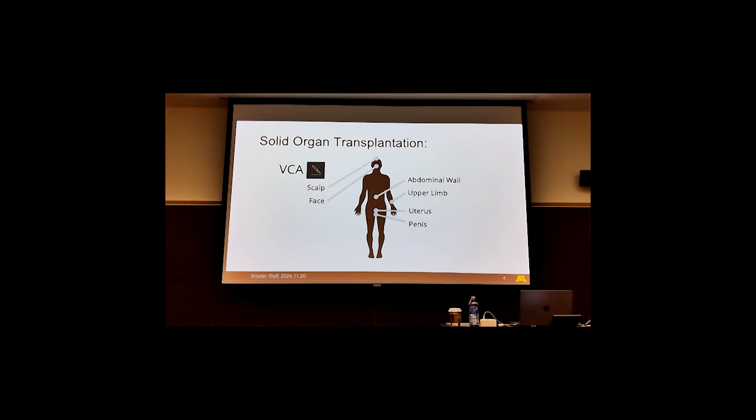The uterus transplant is an interesting one because it's the only one of all these that is meant to be temporary. It's transplanted for a purpose so that somebody can give birth to a child. Once that is hopefully successfully done, they would then remove the uterus and not leave it in the person, because then that person has to take immunosuppressive medications for the rest of their life. Okay, so the only one that's meant to be temporary.